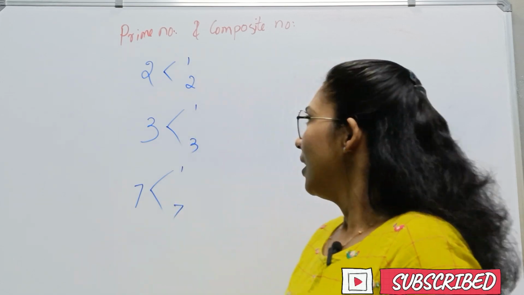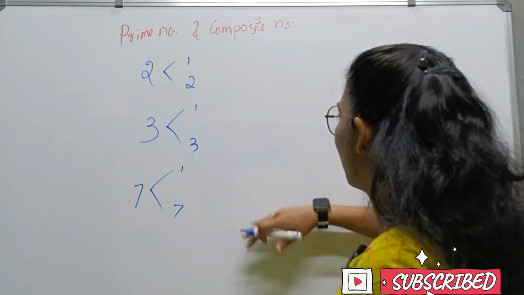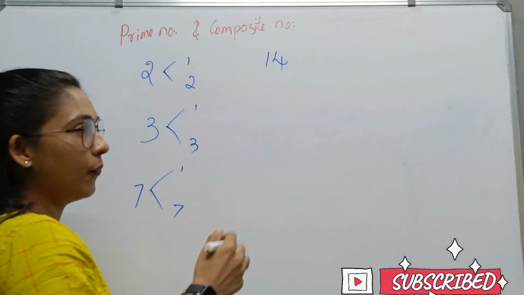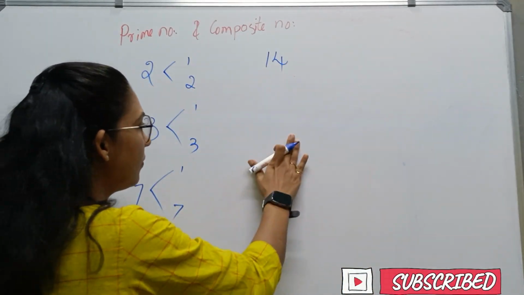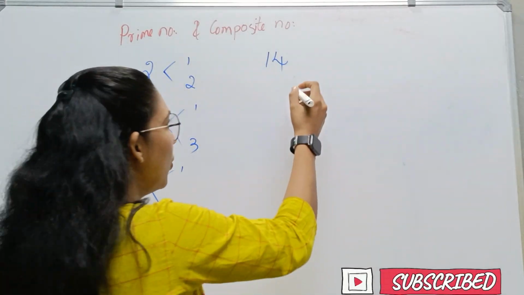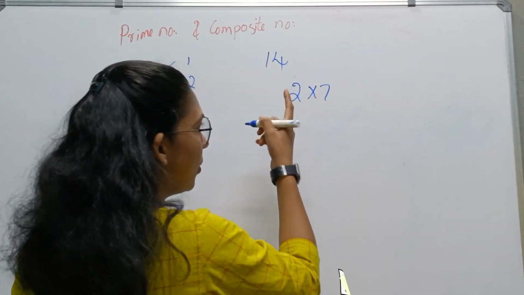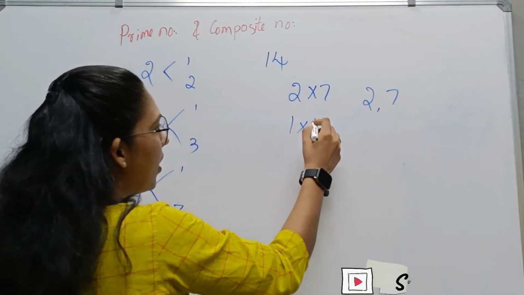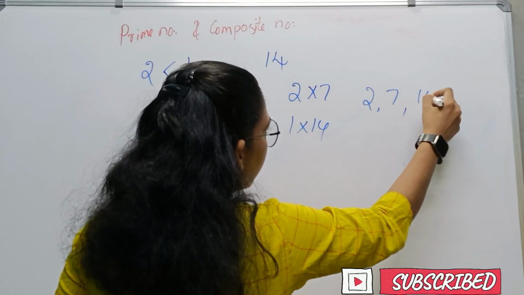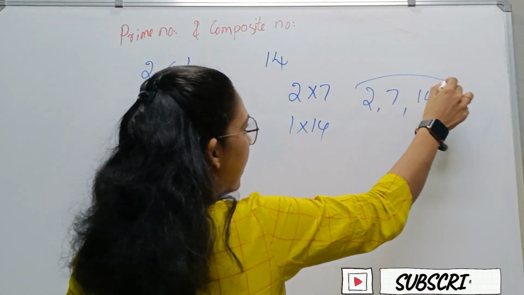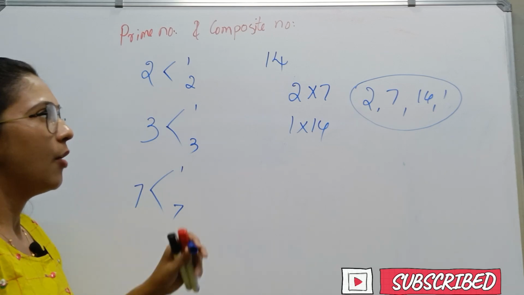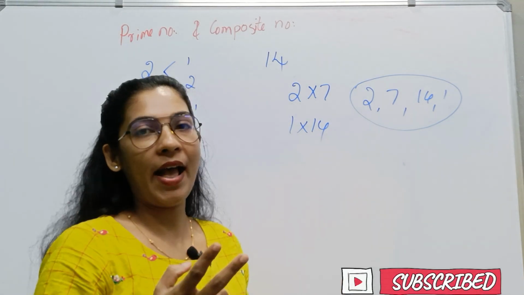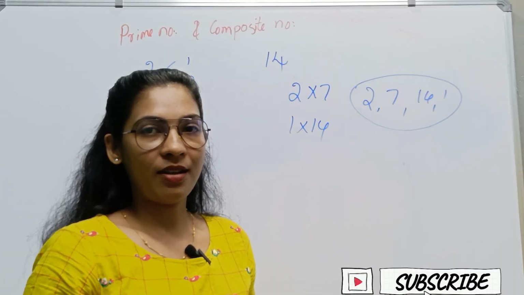Clear? Then what is a composite number? If we take 14, what are the factors of 14? In the multiplication table of 2, 2 times 7 is equal to 14. So the factors are 2, 7, and 1, 14. So 2, 7, 14 and 1 are the factors of 14. Any number which has more than 2 factors is said to be a composite number.